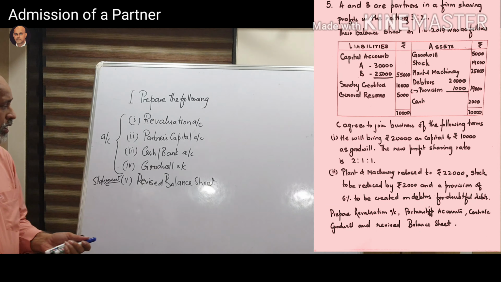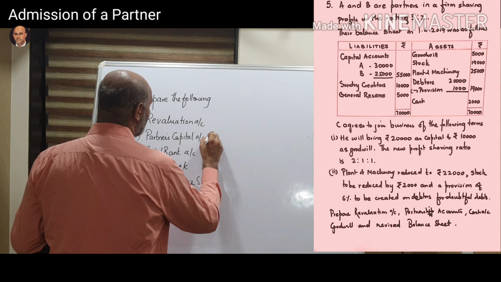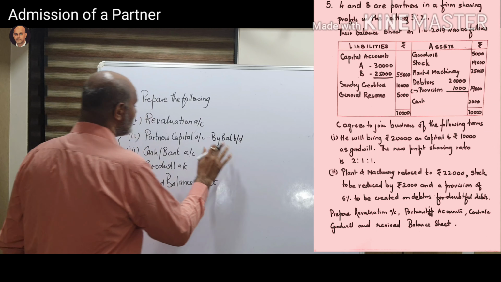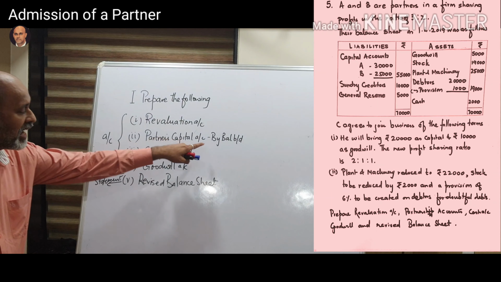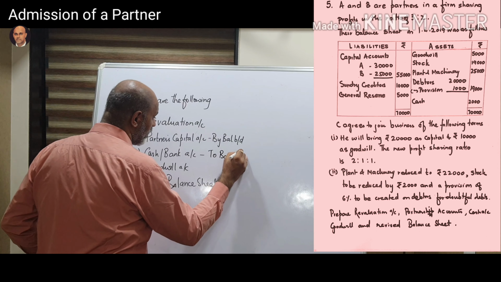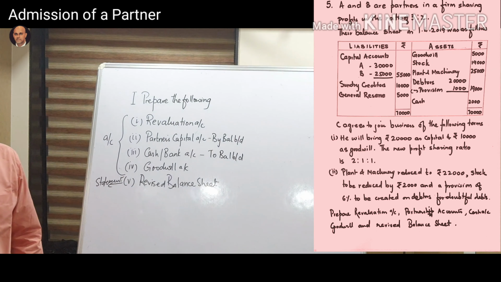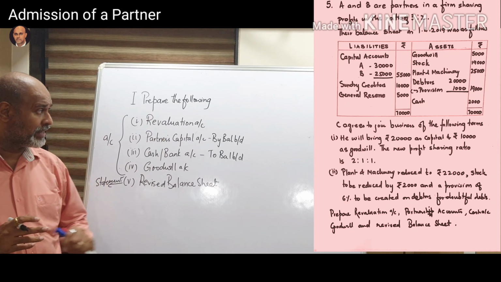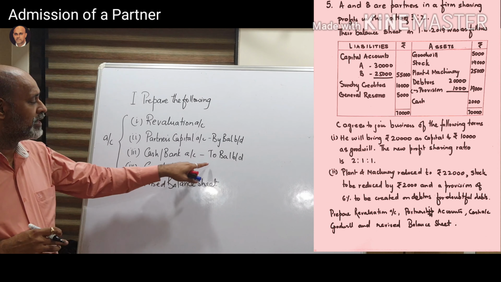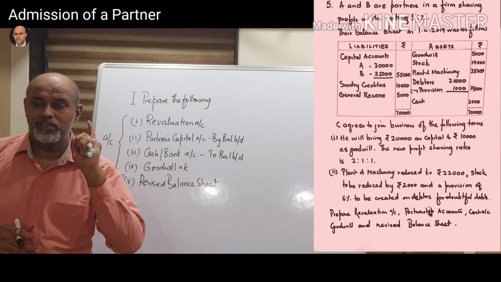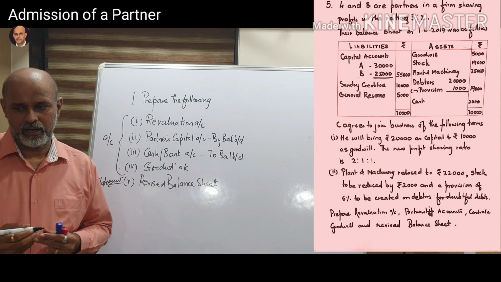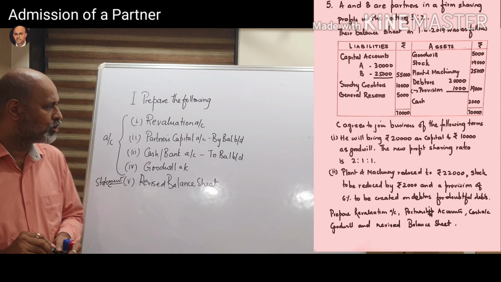old balance sheet. Here you will enter partners' capital account as by balance brought down. Why? Because it has got a credit balance, it's a liability. While in cash/bank you will write to balance brought down. Partners' capital A and B have got a balance of 30,000 and 25,000, while your cash/bank balance is 2,000, which you will put as to balance brought down 2,000 on the debit side of your cash/bank account. So this is the first thing which you are going to do.